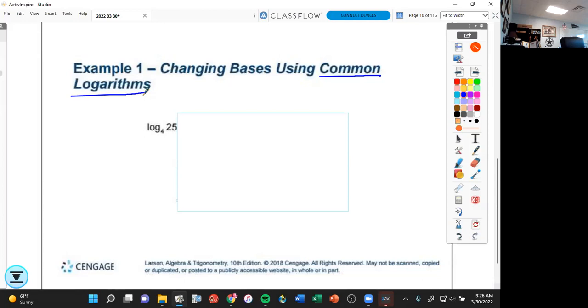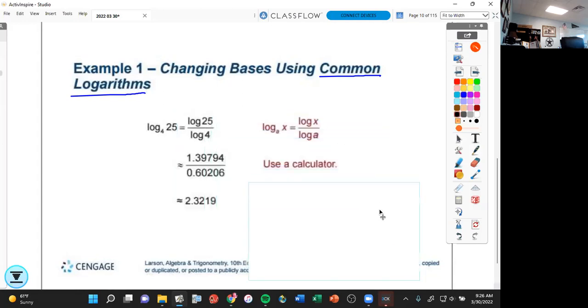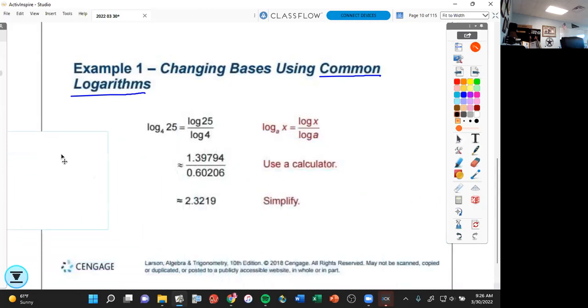What'd you write? Log 25 over log 4. That's it. So now that you've written it as log 25 over log 4, you can type that in your calculator. Some of you already typed it in. If you type log 25 divided by log 4, press enter, you're going to get about 2.3219.